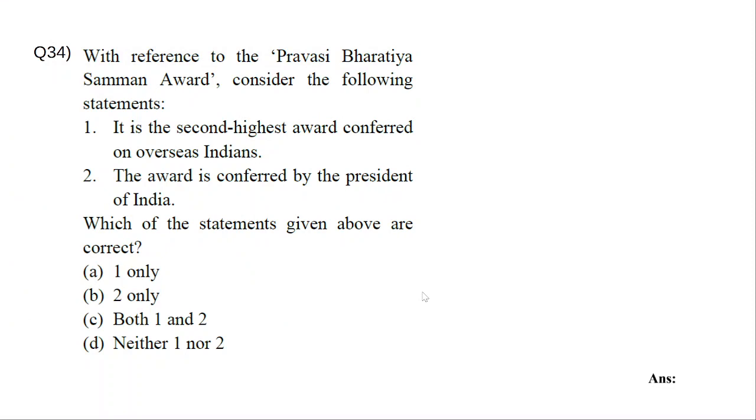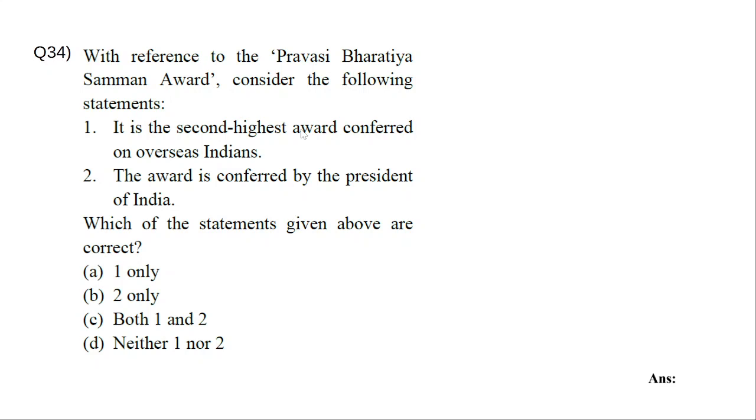Okay. So let us look at the 34th question. With reference to the Pravasi Bharatiya Samman Award, consider the following statements. It is frequently in the news, right? So the statement that this Pravasi Bharatiya Samman Award is the second highest is wrong. It is the highest award, especially for overseas citizens. Okay, overseas Indians, basically NRIs. Non-resident Indian, NRI, OCI, and all these things are there, right?